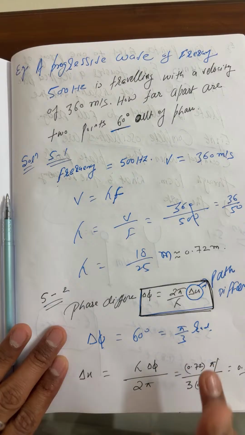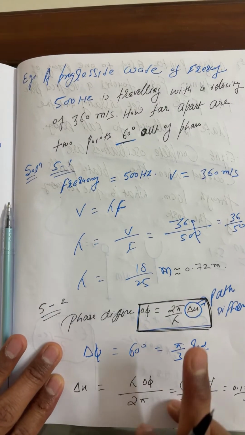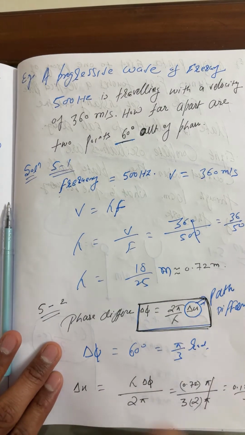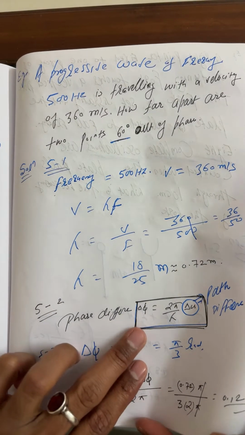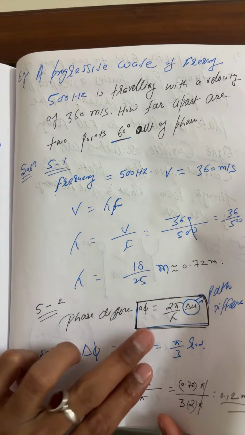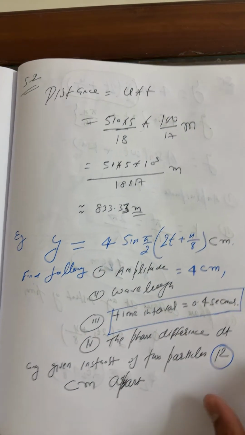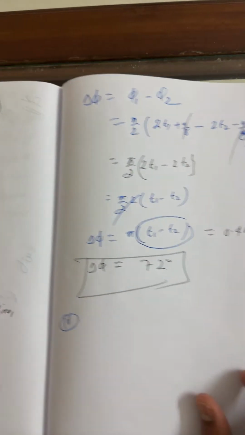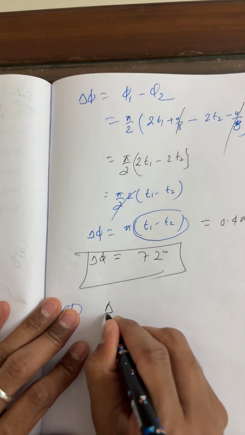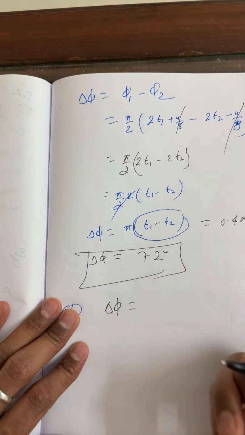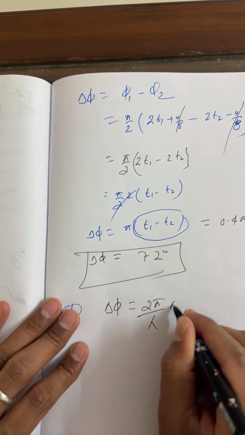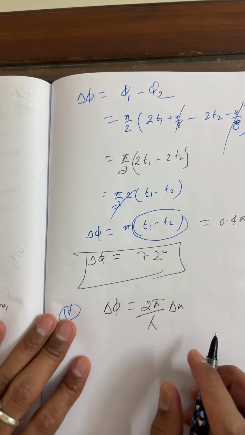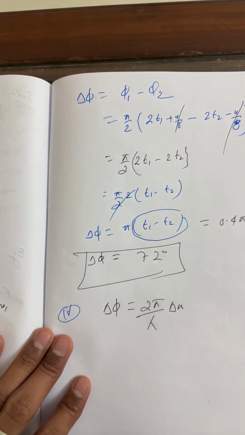So you have to find the phase difference. Path difference is mentioned, that is 12 centimeter. So students, you can use this result directly, right? Phase difference equals 2 pi by lambda into delta x.